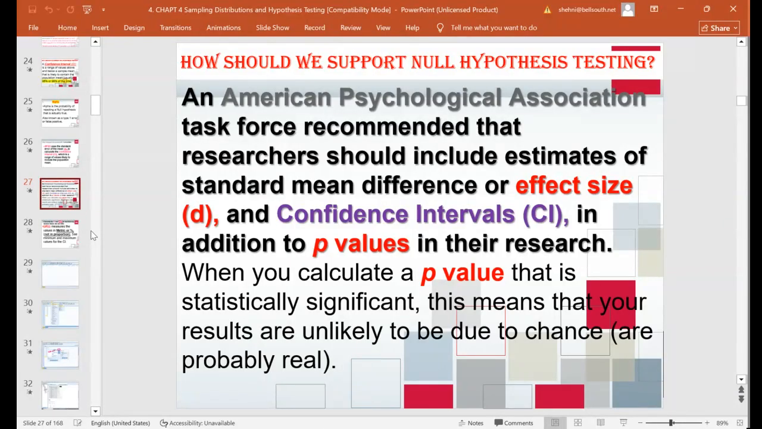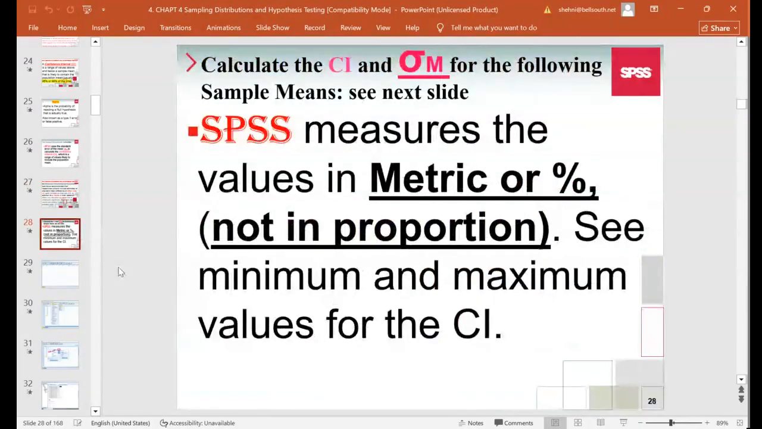And there's a little table in your book. It says that if your D, or Cohen's D that we use for Z-score, is greater than 0.8, then it is a large effect. And we get to that in a moment.